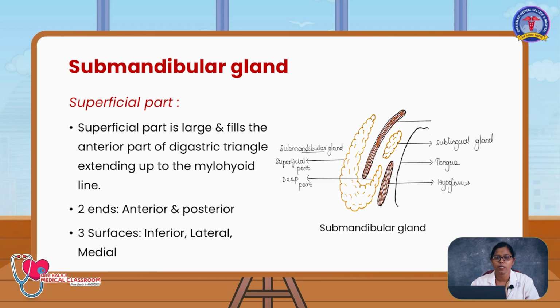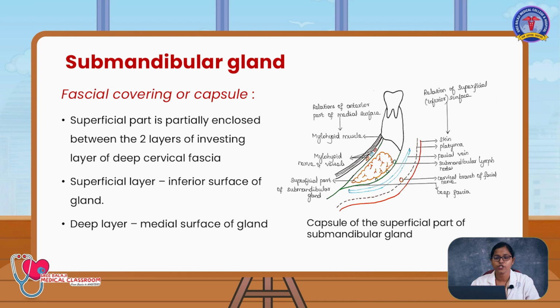Next is the superficial part. The superficial part is large and fills the anterior part of the digastric triangle extending up to the mylohyoid line. It has 2 ends, the anterior and the posterior end, and 3 surfaces, that is inferior, lateral and the medial surfaces. Fascial covering or the capsule. So the superficial part is partly enclosed between the 2 layers of investing layer of deep cervical fascia. The superficial layer covers the inferior surface of the gland. The deep layer covers the medial surface of the gland.